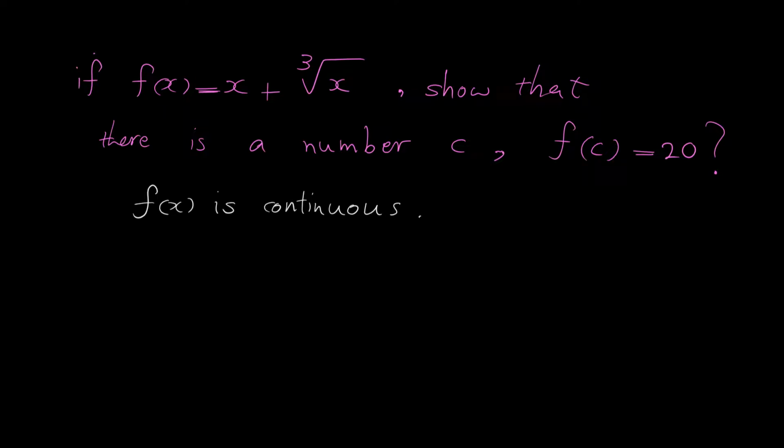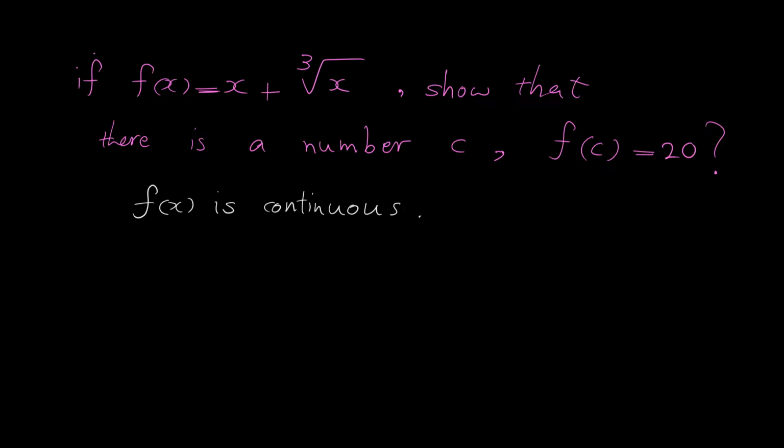For finding a region for c, that f of c is equal to 20, you have to choose two numbers as a and b. Attention, you have to choose two numbers such that the value of the given function at one of those numbers is less than 20, and at the other one the value of the function is greater than 20. Then based on the intermediate value theorem you can claim that somewhere between those two numbers the function is equal to 20. So this is the idea.